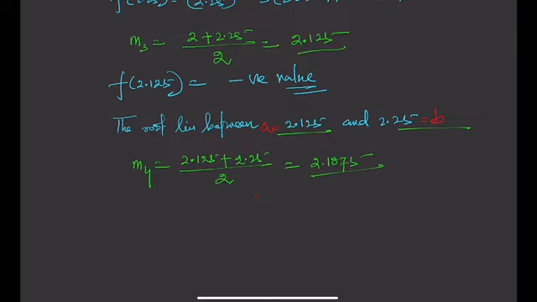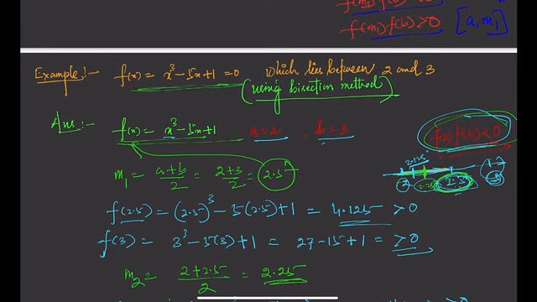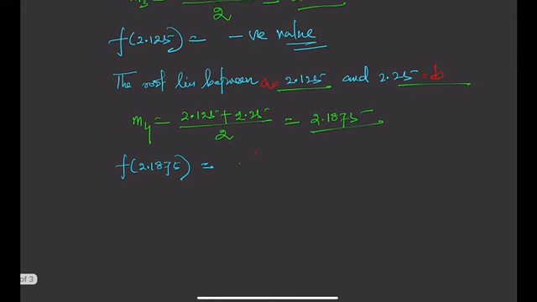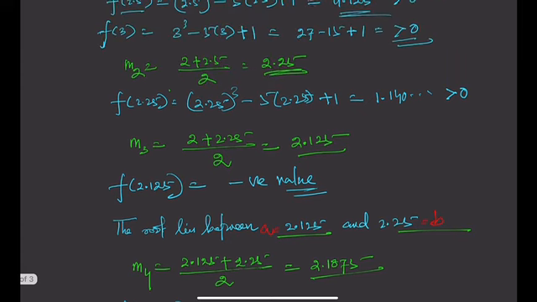You have to put this m4 in the main equation. What is our main equation? This one is our main equation. So we will put f of 2.1875. Okay, after putting it in the scientific calculator, we are going to find this is going to be again some negative or positive. Okay, so we have to approximate up to 2 decimal or 3 decimal. So here you can see already our answer is here.